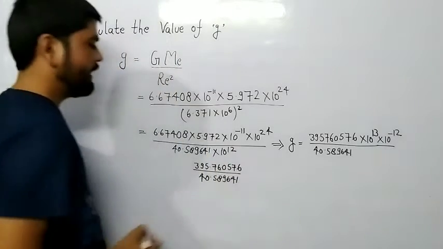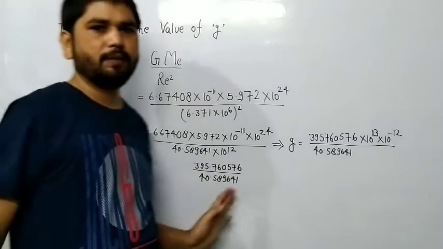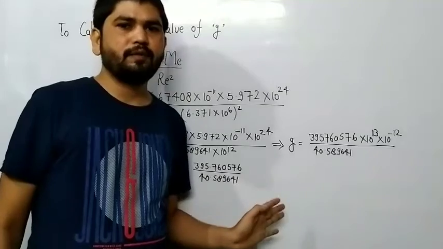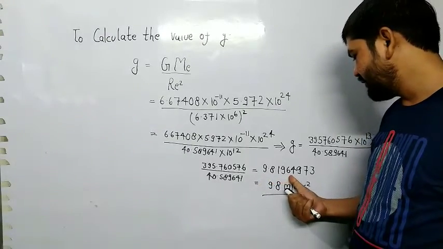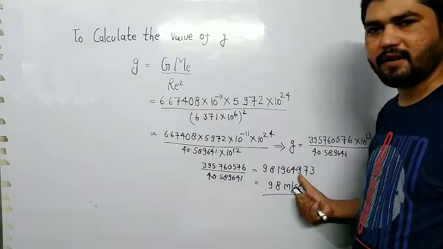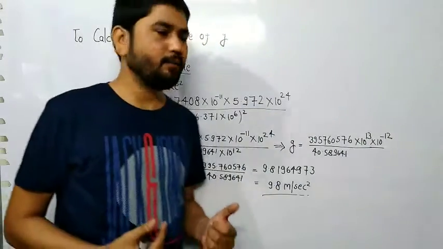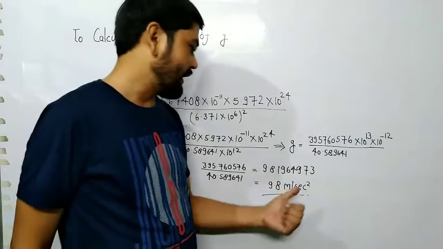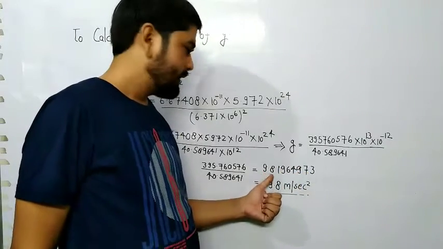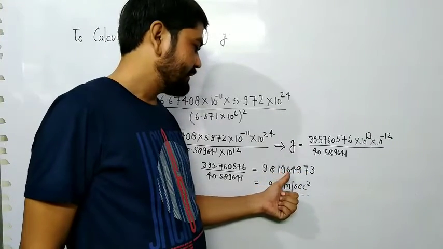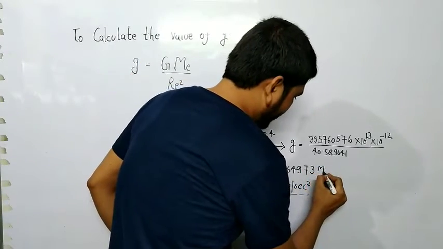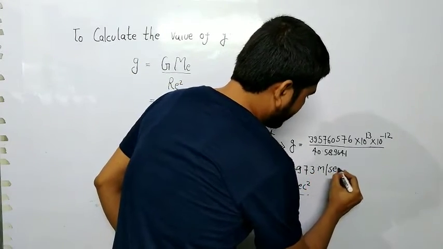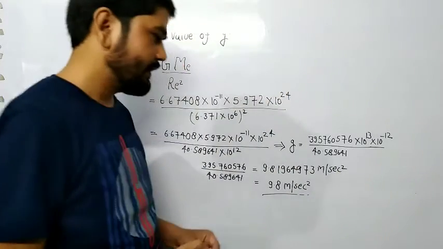40.58641. When you divide both numbers, we get as a result 9.81964973 meter per second square. What is the result when we divide both numbers? We get as a result 9.81964973 meter per second square. But here we are taking only one digit after the decimal.